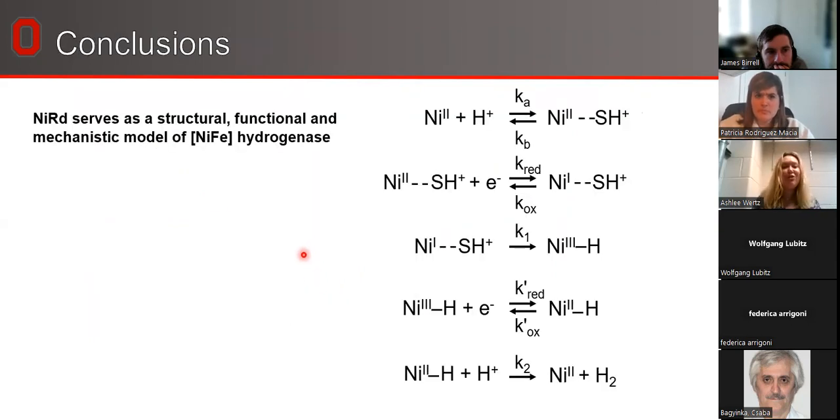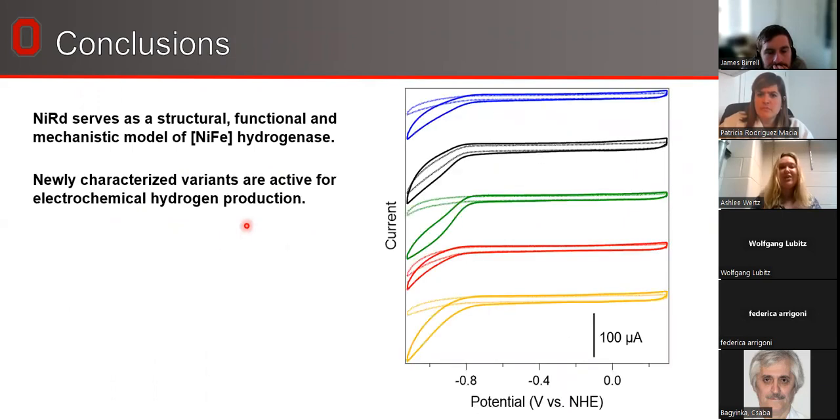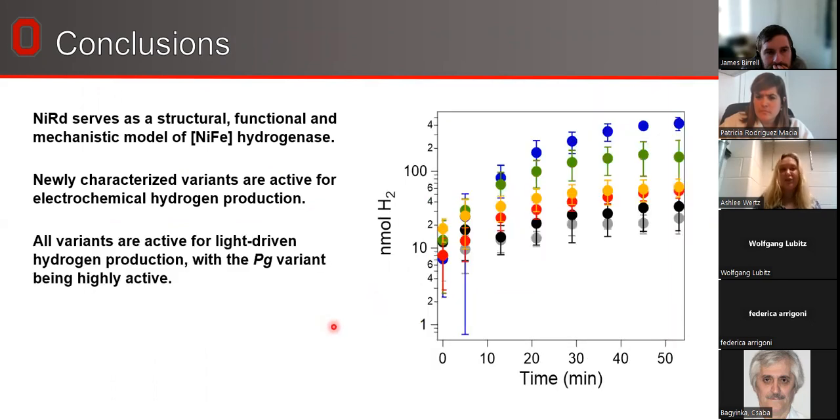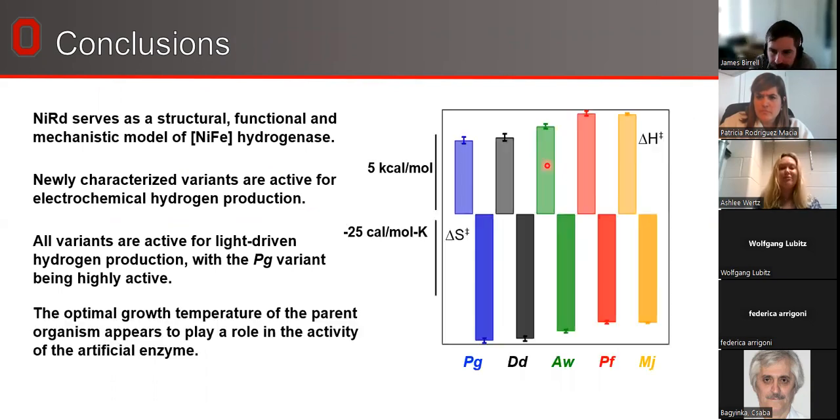So in conclusion, hopefully today I've convinced you that nickel rubidoxin serves as a structural, functional, and mechanistic model of nickel iron hydrogenase. That all the newly characterized variants are active for electrochemical hydrogen evolution. That they're active for light-driven hydrogen evolution as well, with this PG variant being highly active. And that the optimal growth temperature of the parent organism appears to play a role in the activity of the artificial enzyme, giving indication that dynamics do play a large role.